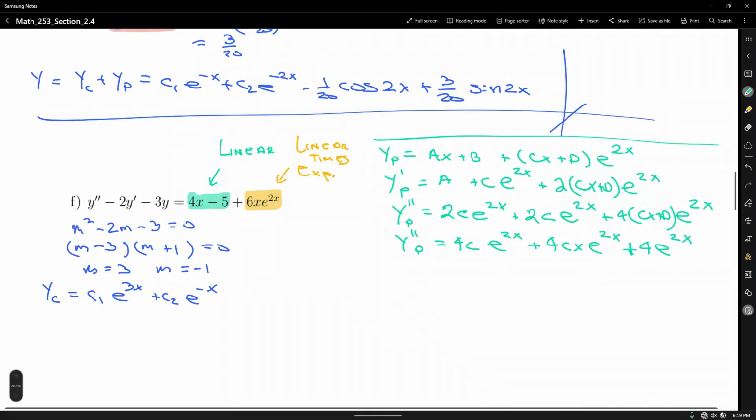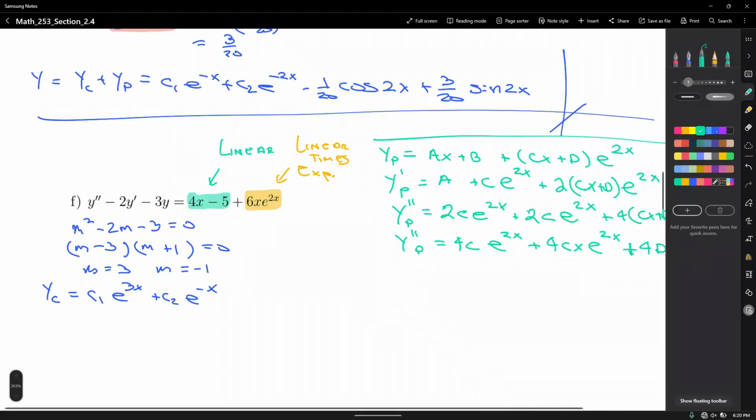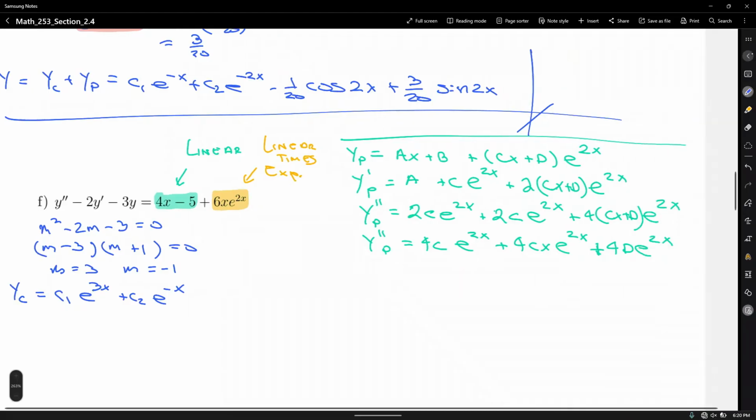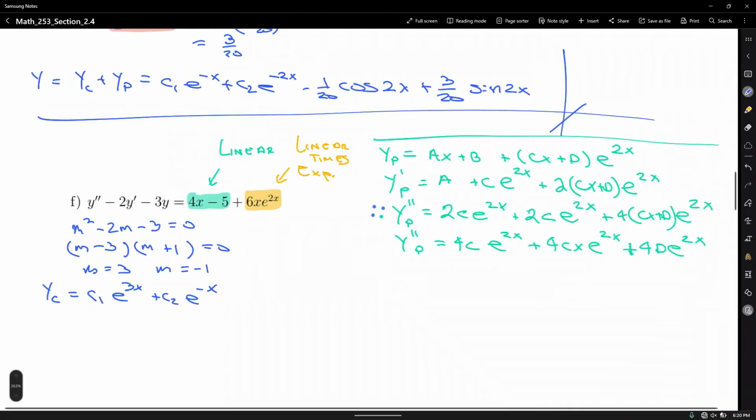Okay, pause the recording. So looks like, yes, I forgot the d here, e to the 2x. Okay, so let's substitute into the differential equation. So, yes, second derivative, all this madness here.